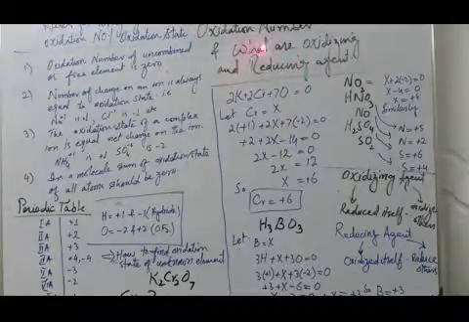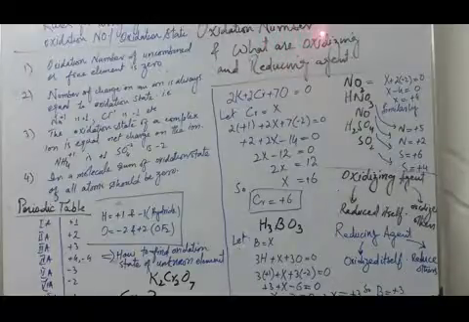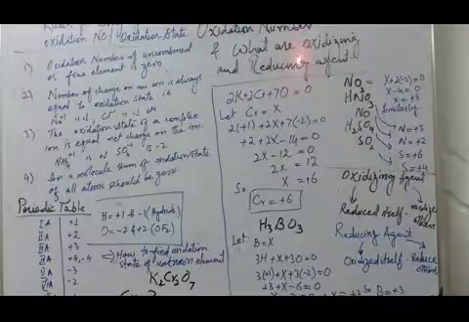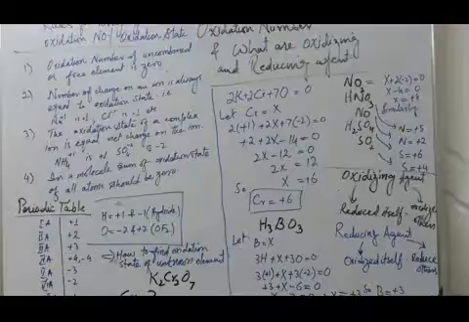Student, today's topic is the oxidation number and what are the oxidizing and reducing agents. You know, the oxidation number means the number of charge present on an atom in a molecule. It is also called the oxidation state. To understand the oxidation number, we must know the rules to assign the oxidation state.